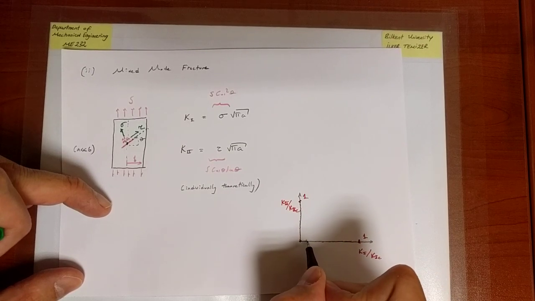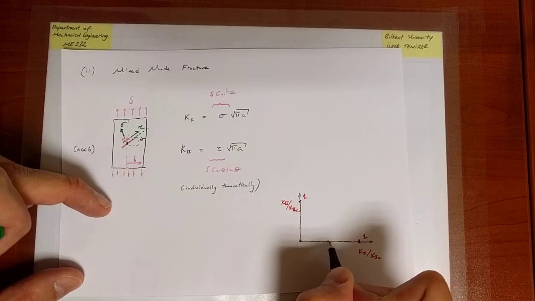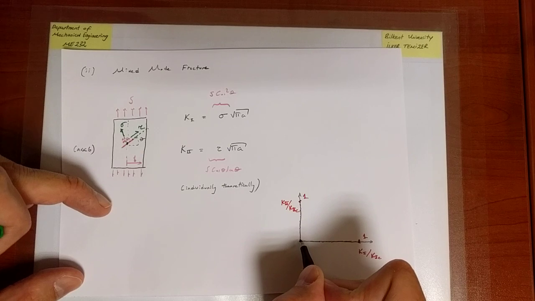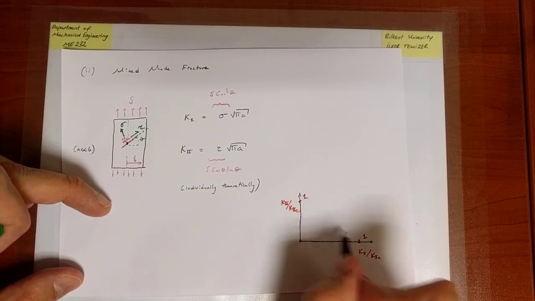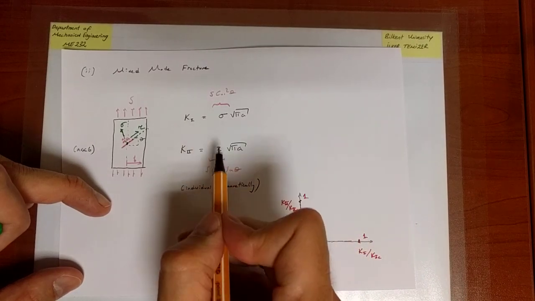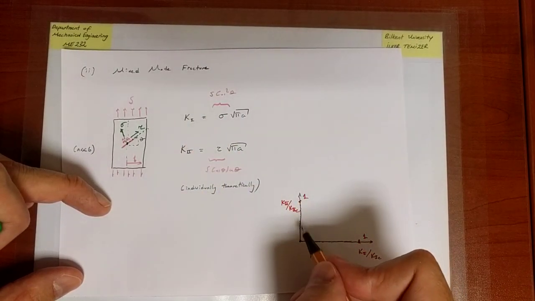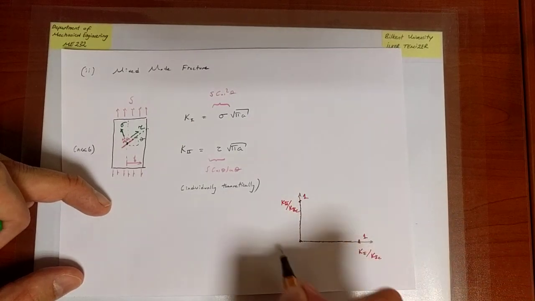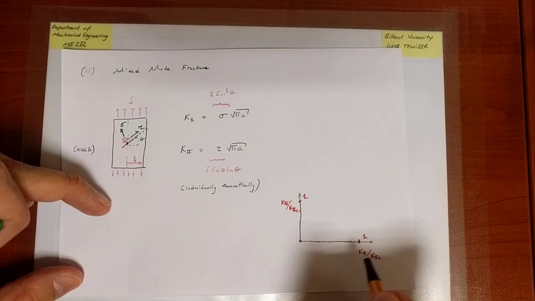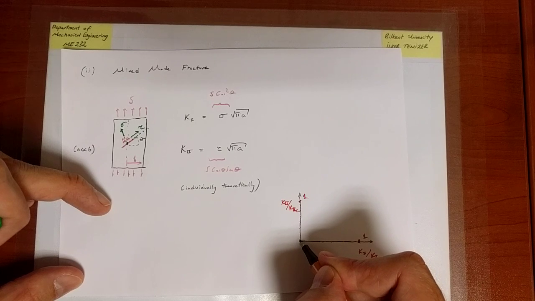If I keep moving in that direction and increase theta a little bit, it will be combined loading. There will be simultaneously K1 and K2 contributions associated with S. And therefore, on this space of K1 and K2, I will be moving in a direction that is not horizontal, but at some angle.